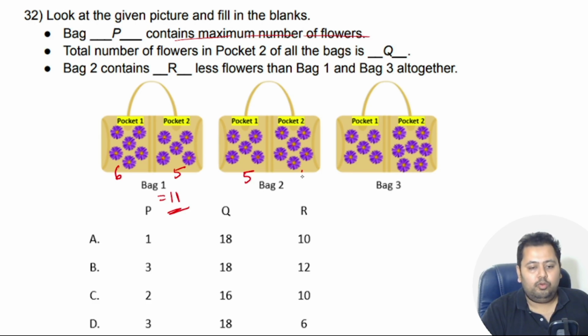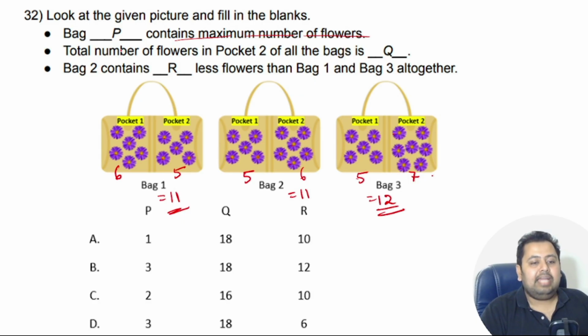So there are 6 more. Sorry, 6 more here in pocket number 2. And again, there are a total of 11 flowers in bag number 2. In bag number 3, there are 1, 2, 3, 4, 5 in pocket 1, and 1, 2, 3, 4, 5, 6, 7 in pocket number 2, right? Now if you add both of them, it is 12, right?